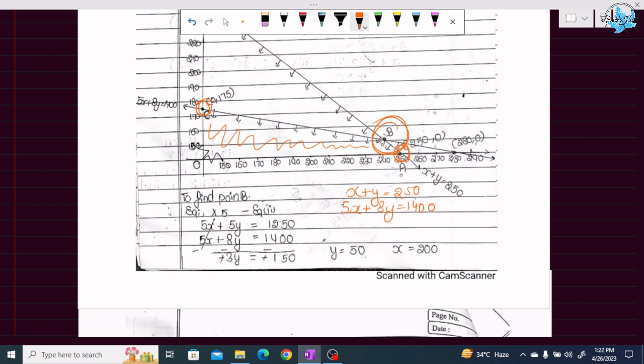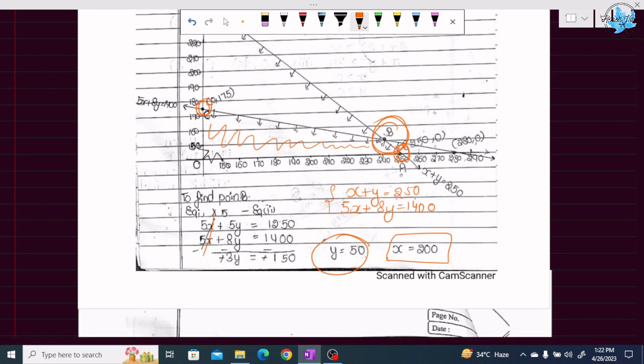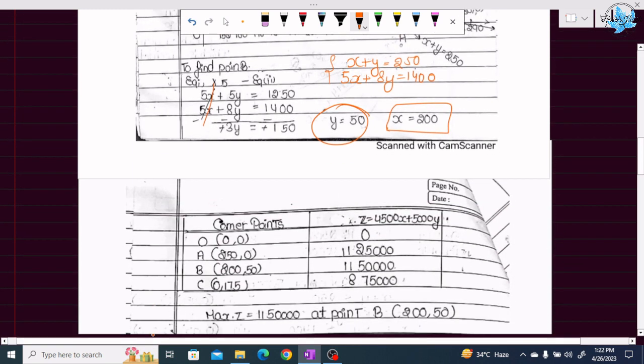To find x and y, I have used the elimination technique. I multiplied the first equation by 5. When I multiply this equation by 5, the 5x cancels out, and then I find the y coordinate. The y coordinate comes out to be 50. Once you get y equal to 50, put this value of y in either of the two equations, and you will get the x coordinate, that is 200. Similarly, we have found the B coordinate.